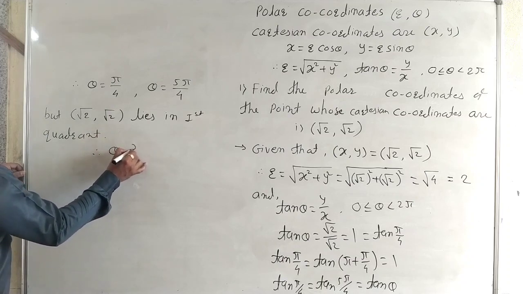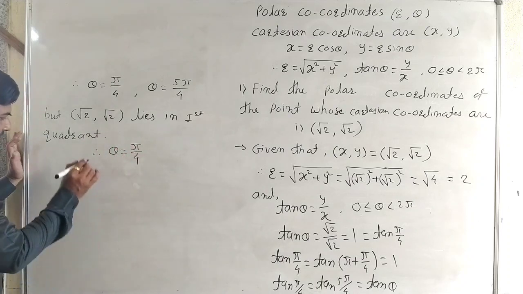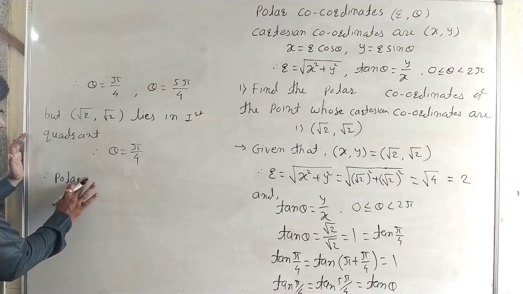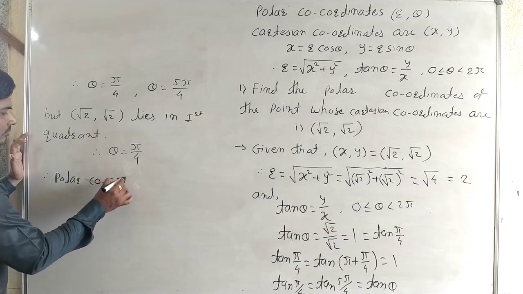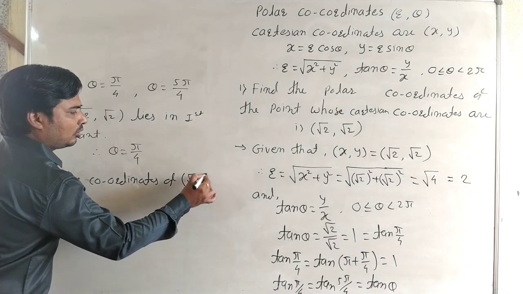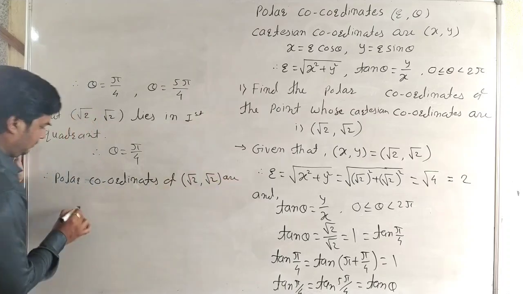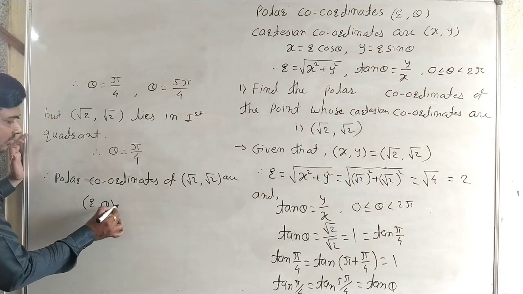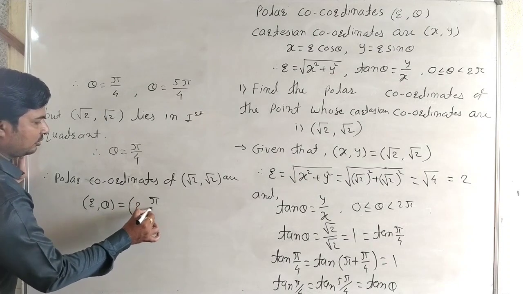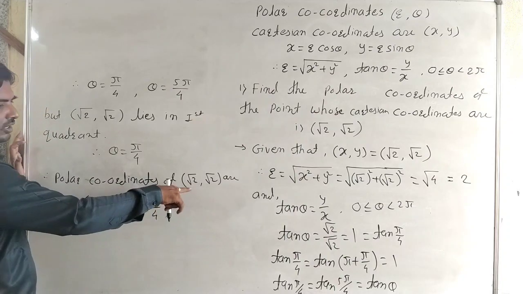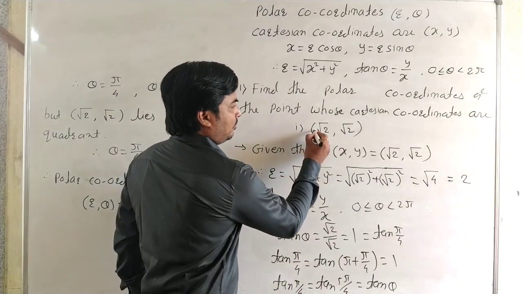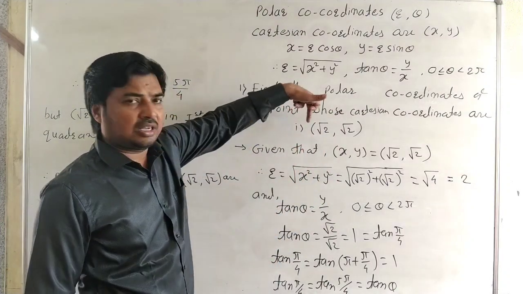Therefore theta is equal to pi by 4, and therefore the polar coordinates of root 2 comma root 2 are r comma theta, where r is 2 and theta is equal to pi by 4. These are the polar coordinates whose Cartesian coordinates are given.